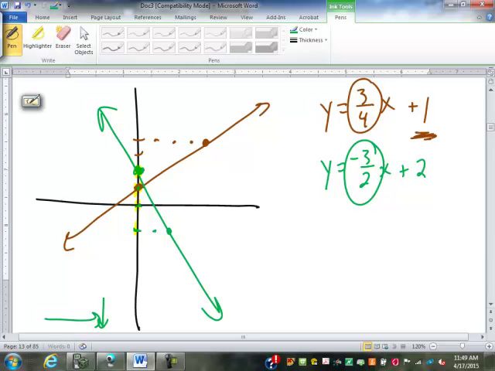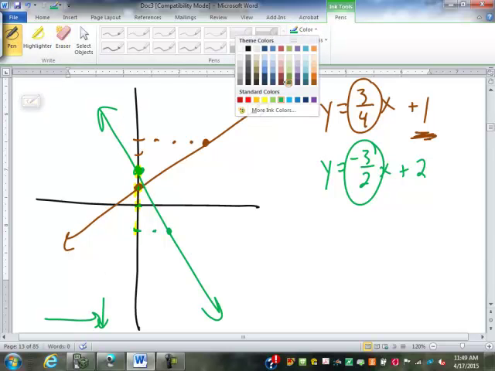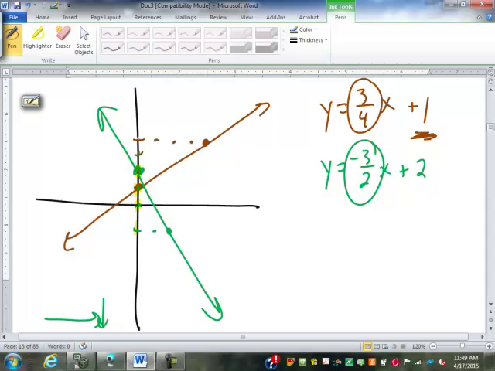You could have done a +3 rise to get to here, but then your run would be negative. Back 1, 2. Would put us on the same line, so we'd get the same thing. But when you're dealing with a negative slope, either the rise is negative or the run is negative, but not both.